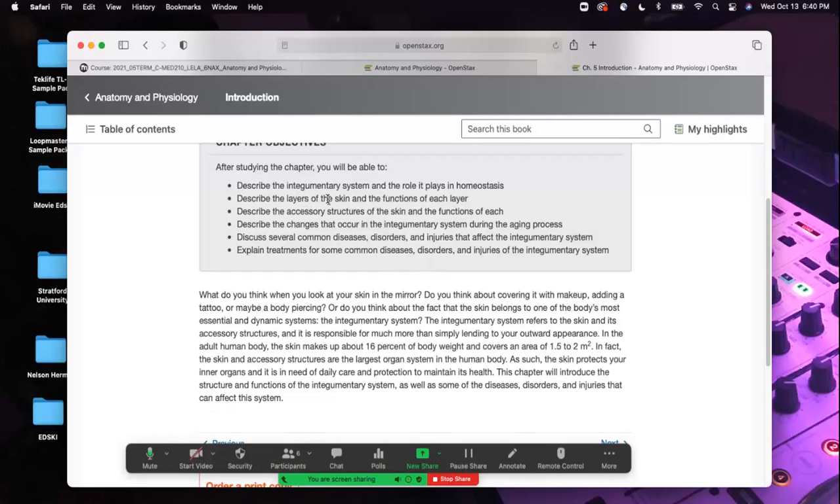So right off the bat, I need to know, what's the integumentary system made out of? What are the layers of skin? What are the functions of each layer? And what are the accessory structures that are involved with the skin? And what does aging do naturally to my skin?